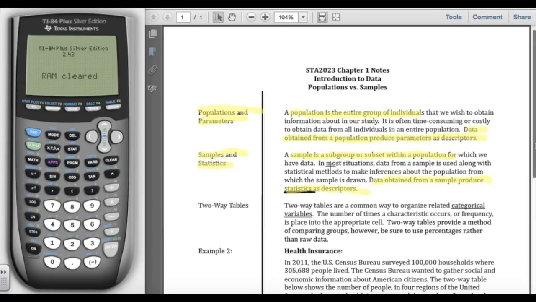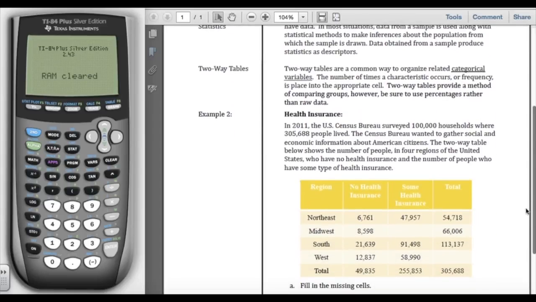This is a statistics class. So we're going to be using samples and their statistics to make assertions about the population and parameters. That's our ultimate goal for this class, to use samples and their statistics to make assertions about populations and their parameters. That wraps up our terms for the most part in Chapter 1.